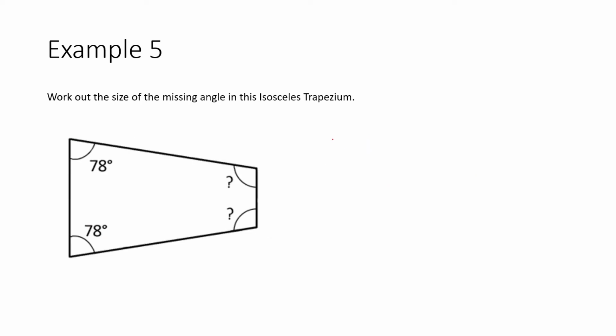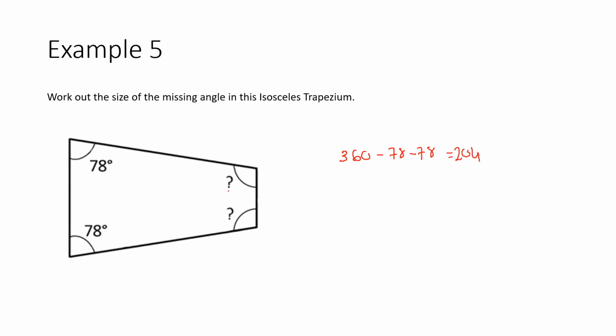So work out the sides of the missing angle in this isosceles trapezium. So this time we are trying to find the top ones. Remember, they're equal, so these bottom ones are equal, so that we can do 360 take away 78 twice, because it's what's given to us. So 360 take away 78 twice gives us a value of 204.